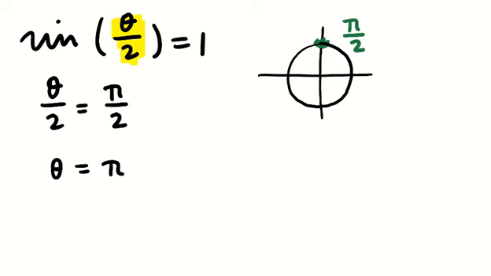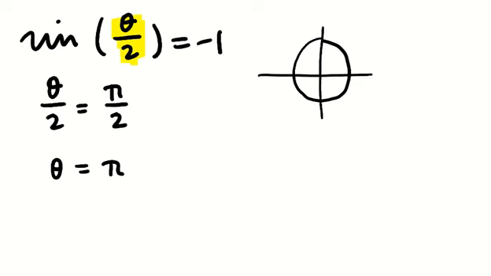But what if we'd had sine of theta divided by 2 equals negative 1? That's something I might do. Well, that happens down here at the bottom. That would be where theta divided by 2 was 3 pi over 2. And if we doubled both sides, then theta would become 3 pi, which is no longer in our interval 0 to 2 pi. So some weird stuff will happen when you start messing with the argument of the trig functions.